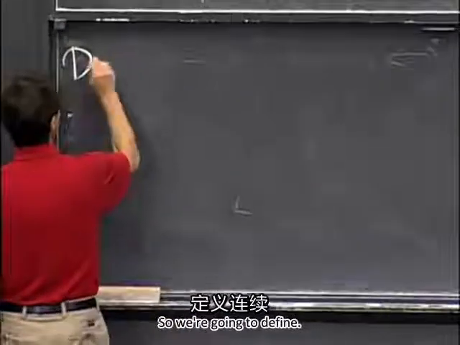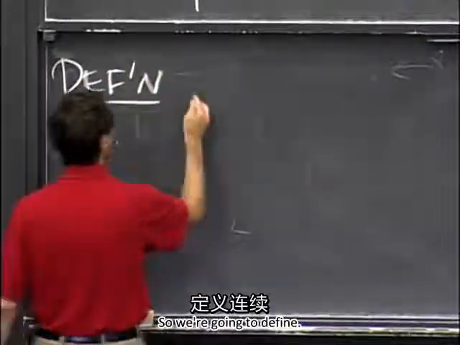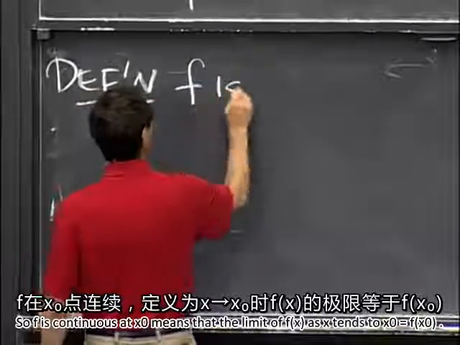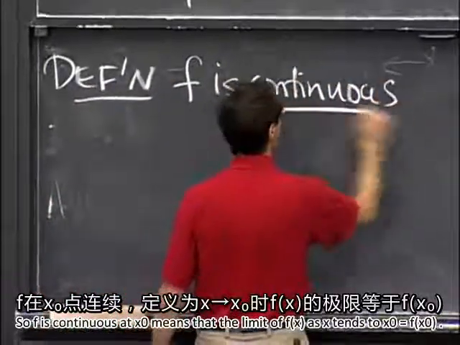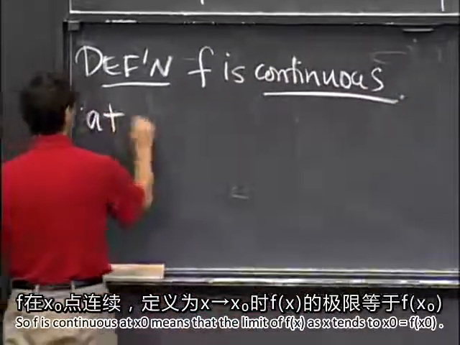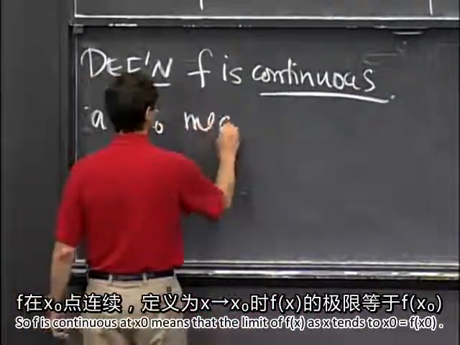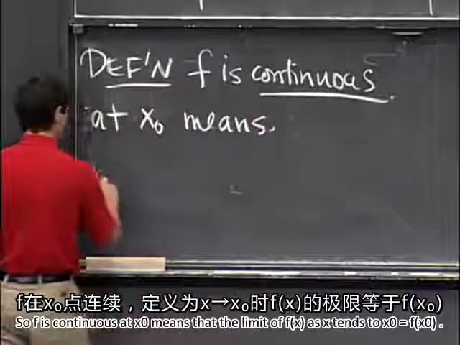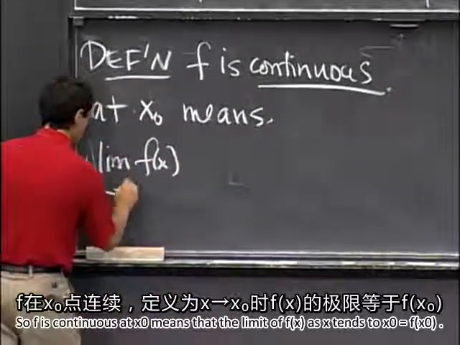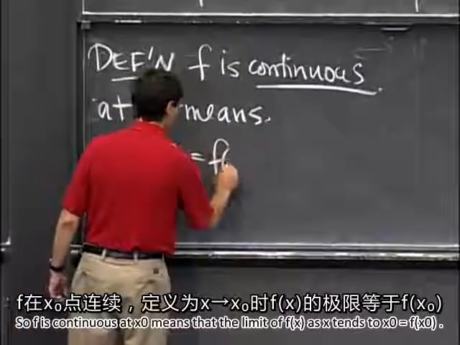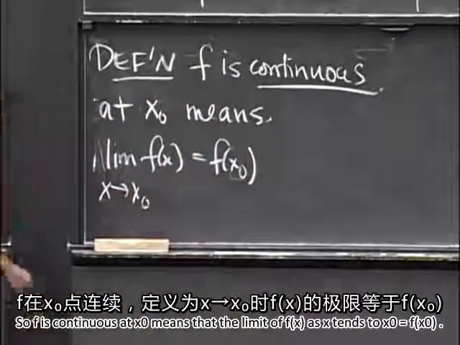So we're going to define, so f is continuous at x0 means that the limit of f of x as x tends to x0 is equal to f of x0. All right?